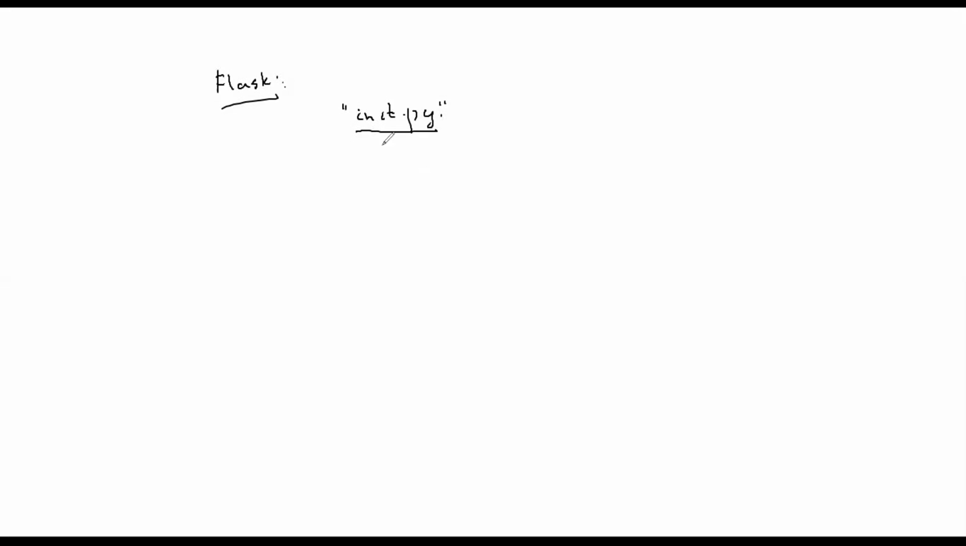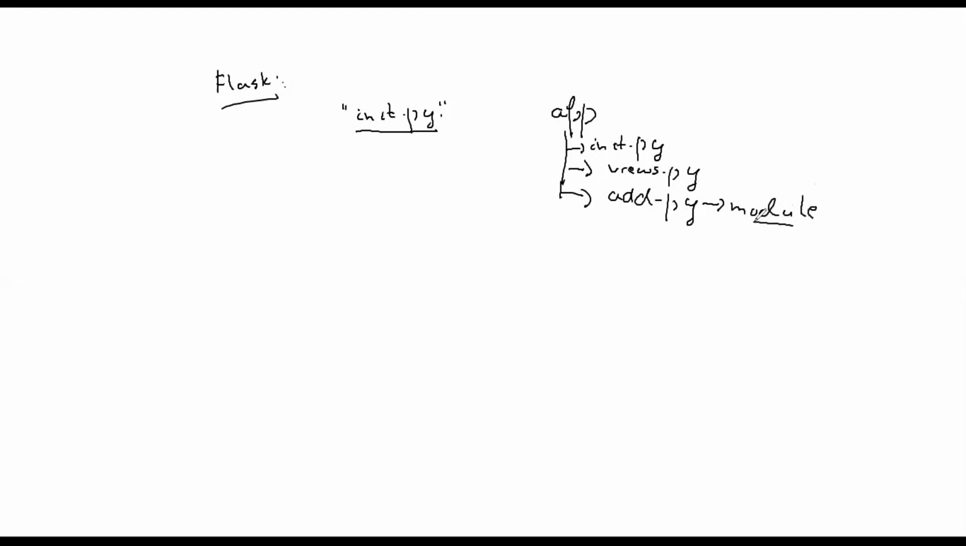So how the architecture would look is, let me say my application name is something like app. We have multiple files like init.py inside this app. This is a file by the name init.py, and we will have something like views.py, which is basically for the design, and we have some other file, something like add.py. These are different Python files. Each and every py file is considered a module in Python.